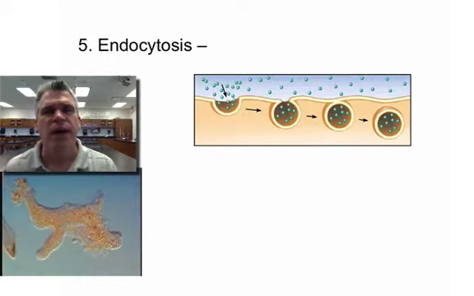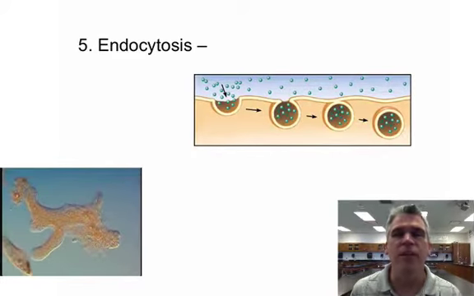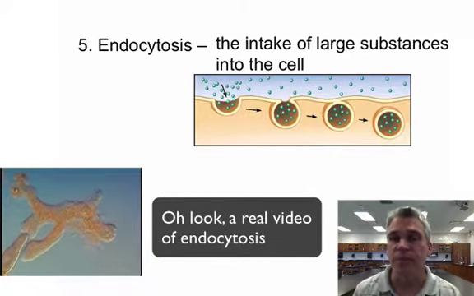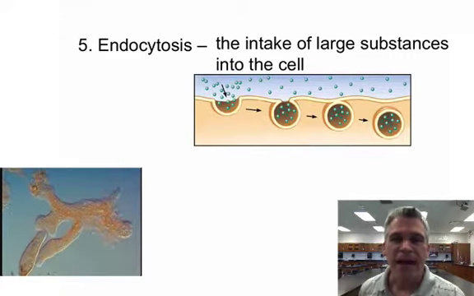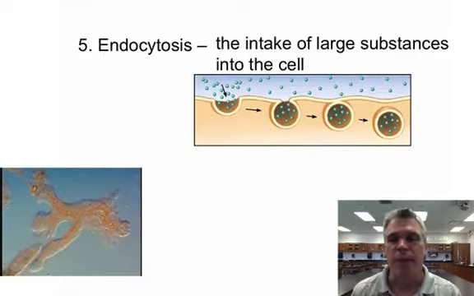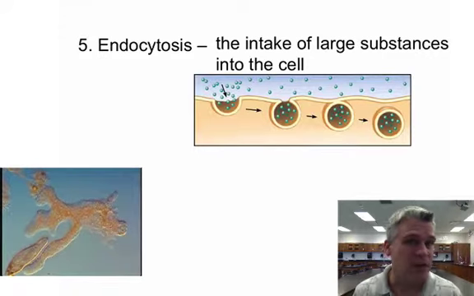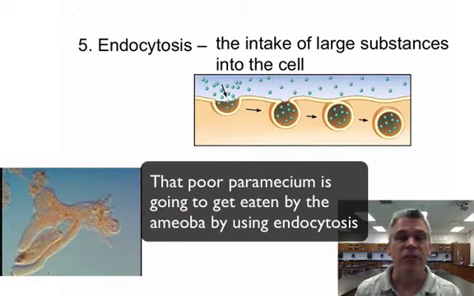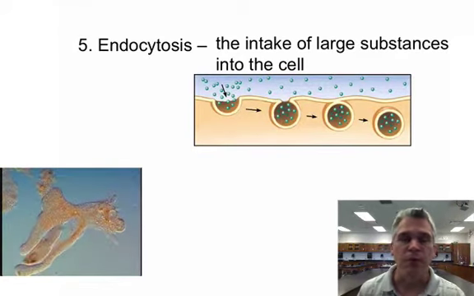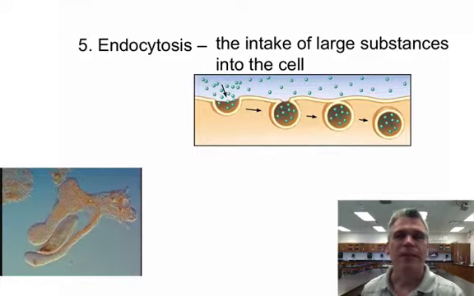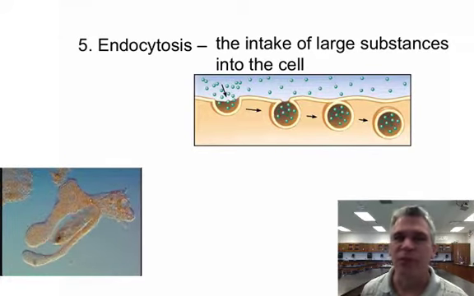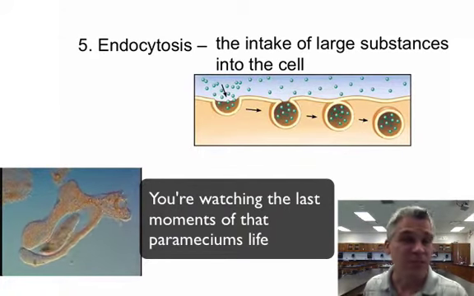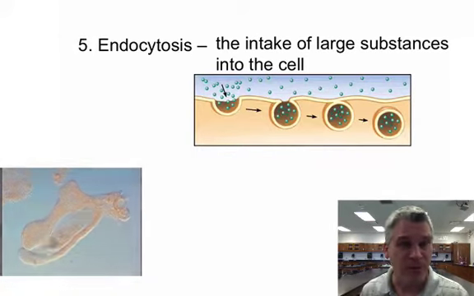A few other types of cell transport. We have something called endocytosis, which is an intake of large substances into the cell. So like these little green dots that you see on the screen, those might be big molecules that we don't have a specialized protein to get them in like we do for glucose. And so the cell literally can just engulf those molecules, form a vesicle, and bring them inside of the cell. That's what endocytosis means. Endo means in, cyto means cell, osis is a condition. So this is a condition where we take things inside the cell.